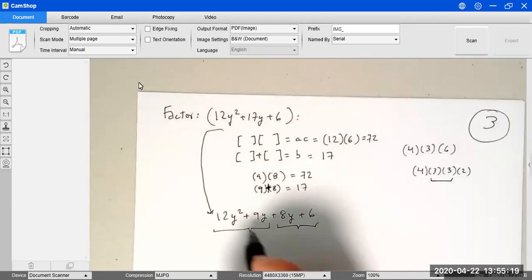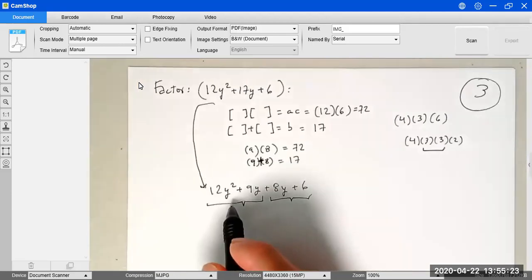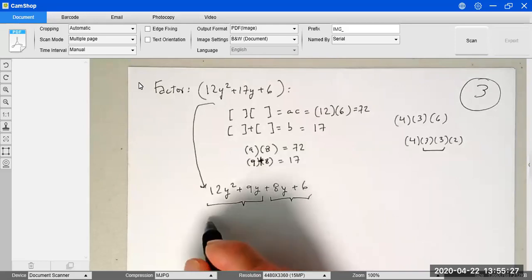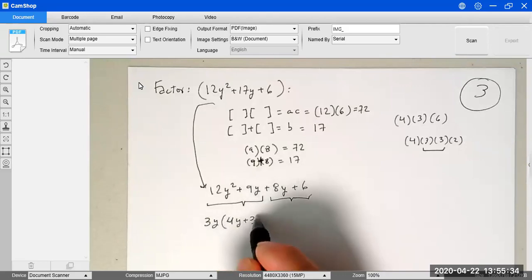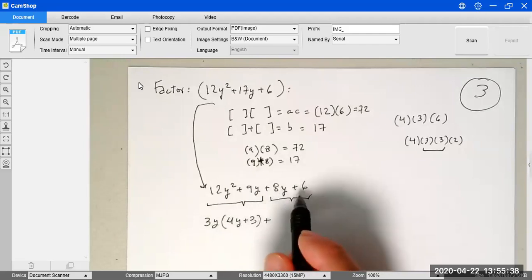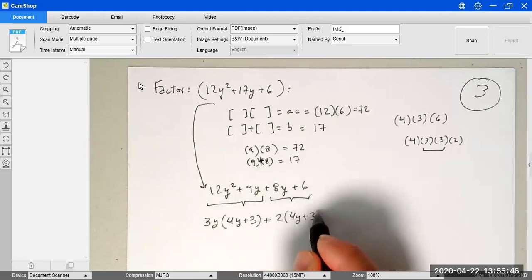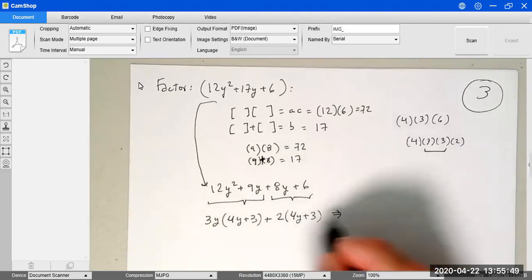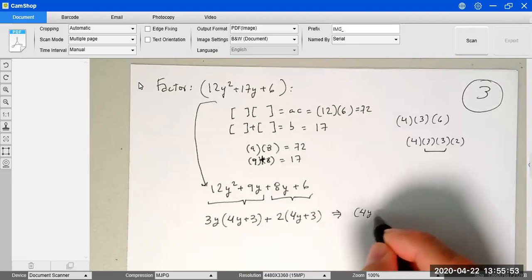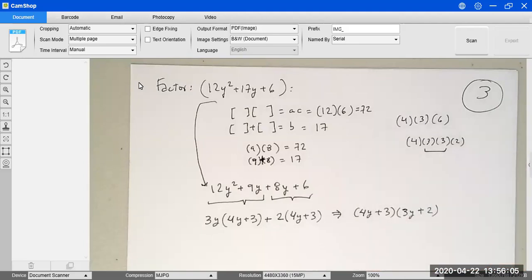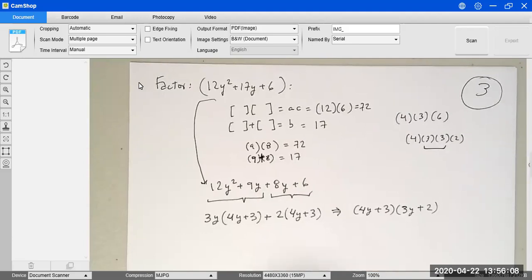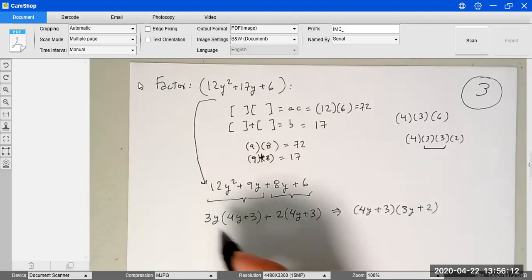What is the greatest common factor in this case? It's going to be 3y that multiplies 4y plus 3. And then what is the greatest common factor here? It's going to be 2 only that multiplies 4y plus 3. So at the end of the day, the common binomial is 4y plus 3, and the other binomial is created by using the greatest common factors, so 3y plus 2. So that's the first trinomial factor that we factor.